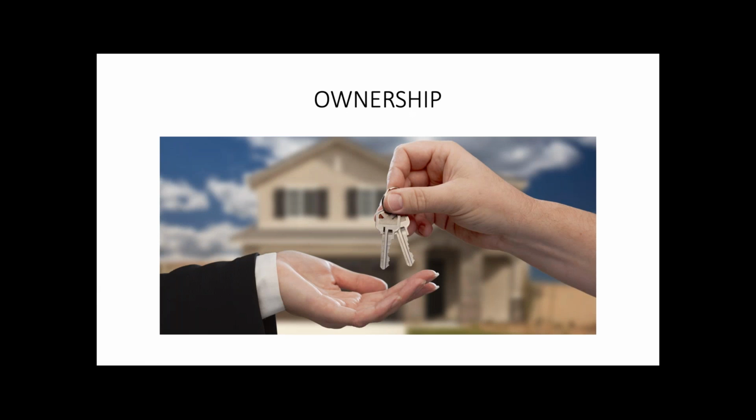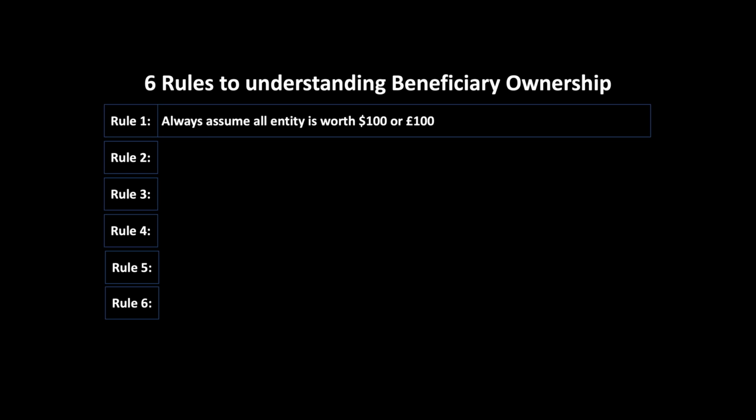For you to understand ownership, it's important that you understand the 6 rules to understanding a beneficiary owner that GMB has created. Now, there are 6 rules we would like you to have at the back of your mind before we get into the session on ownership. Rule number 1, always assume all entity is worth $100 or £100. Just assume it. So whenever we're talking about an entity or corporate entity or a customer, assume in the back of your mind that this is worth $100, right? Or £100. That will make it easier for you.